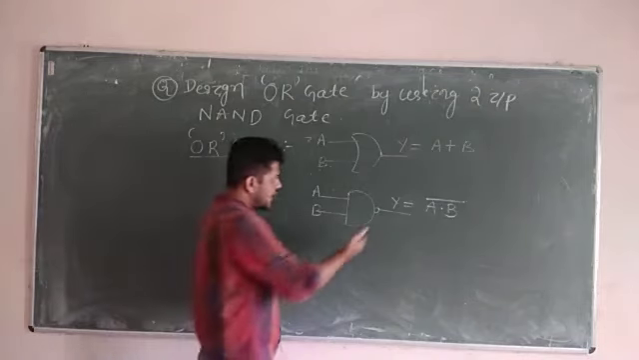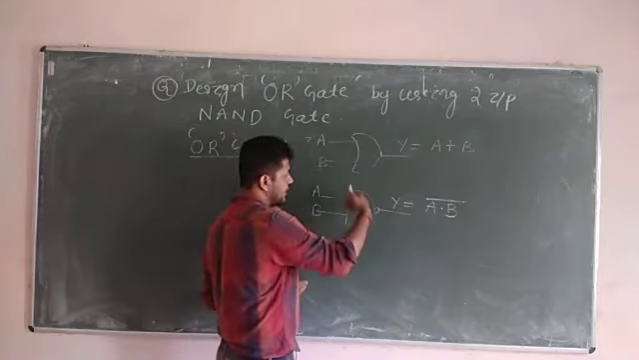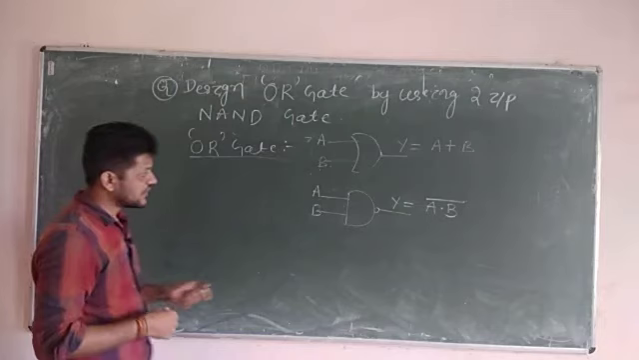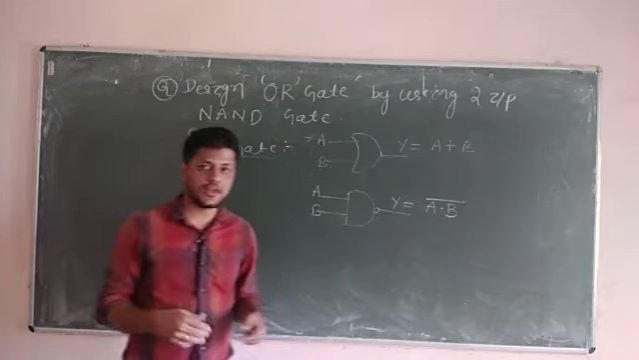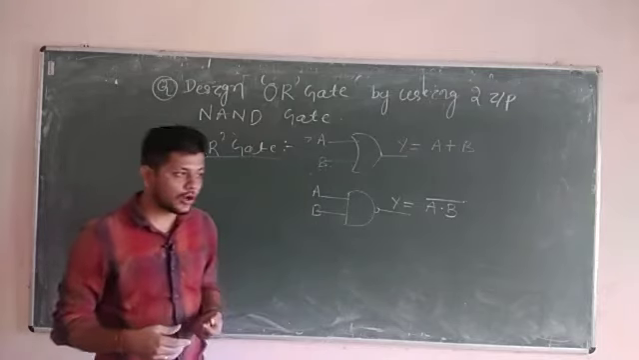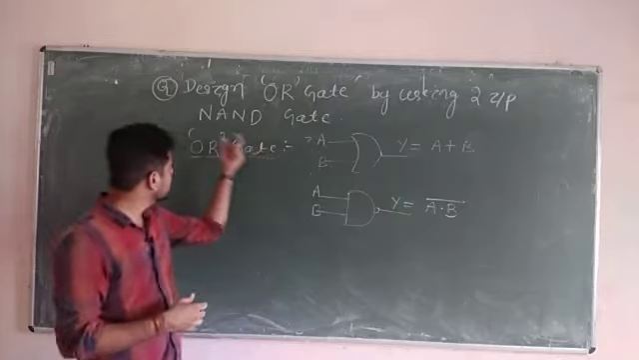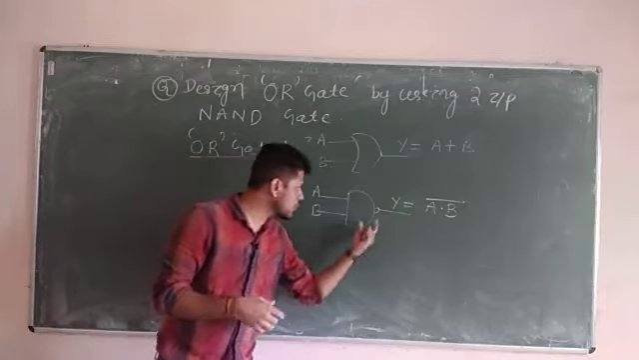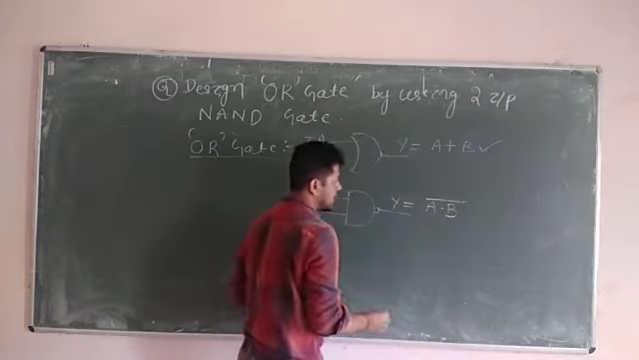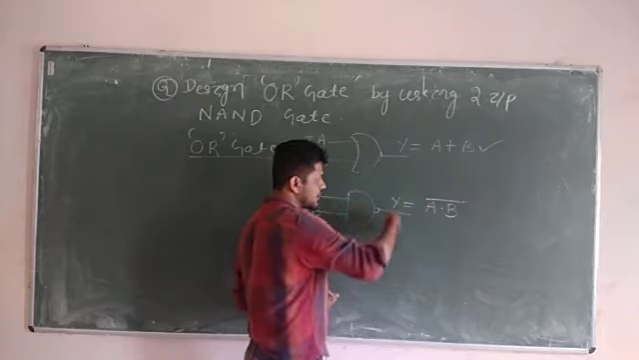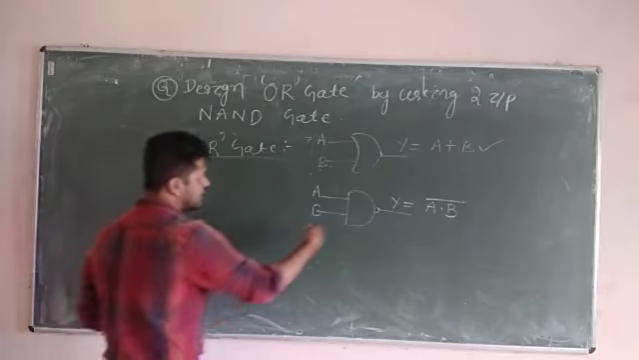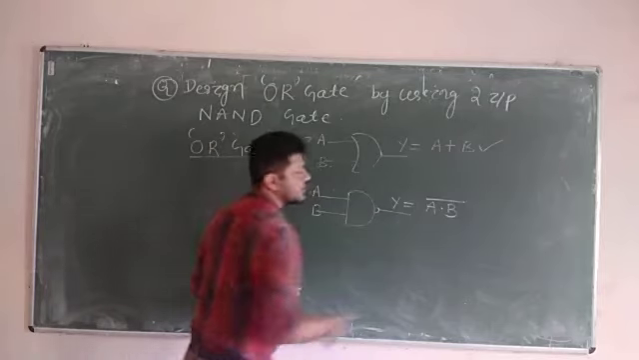So I want to design this NAND gate which is going to behave as an OR gate. That's why this gate is also known as a universal gate, and that I am going to prove. In the last class I implemented the NOT gate by using the NAND gate. In this class I am going to implement the OR gate by using the NAND gate. So my target is this OR gate, and the gate which is available with me is the NAND gate.